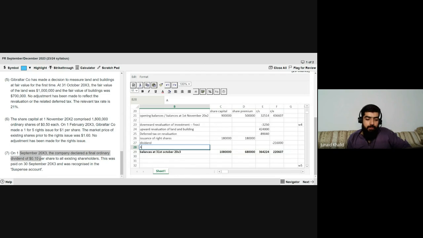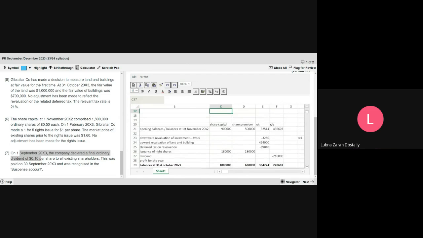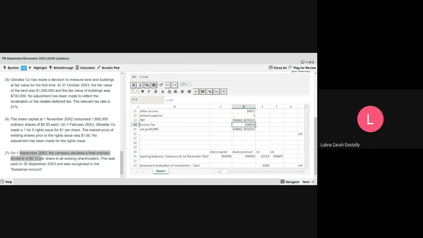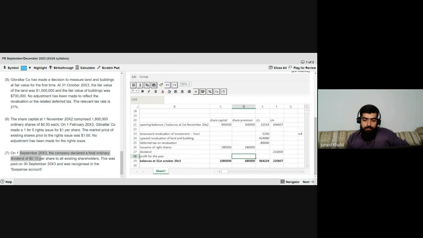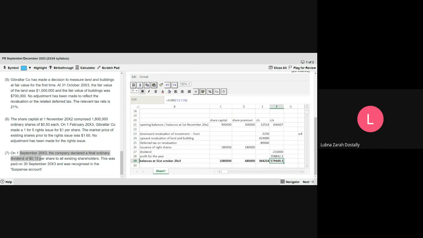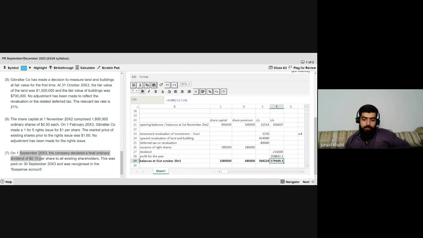Okay, one more thing. One thing that we have just forgotten, that is the profit for the year that we need to transfer to the retained earnings. Profit for the year, that you need to remember. How much profit was there? It was D15, is it? Yes, D15. So D15 would be included in the retained earnings. Are you getting the point? Yes. So that is the profit for the year that we need to include in the retained earnings.